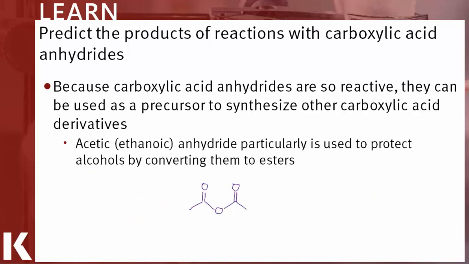Another way in which this specific reaction is used is to take acetic anhydride and react it with an alcohol which protects the alcohol functional group by converting it into an ester. That way other reagents can react with the molecule in other areas other than the alcohol functional group. And then afterwards, the ester can be turned back into an alcohol.